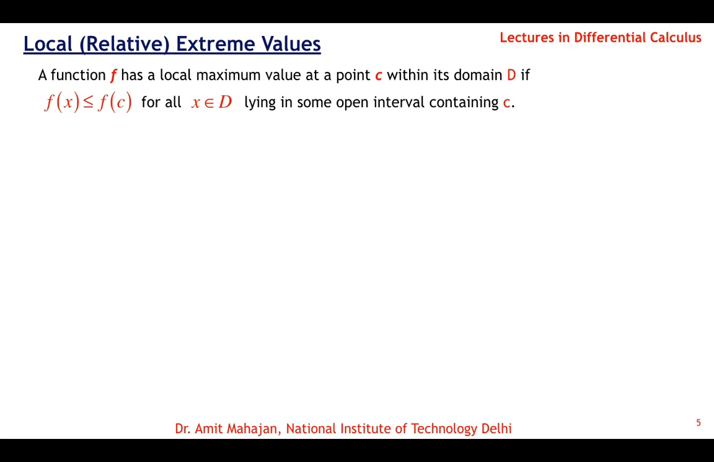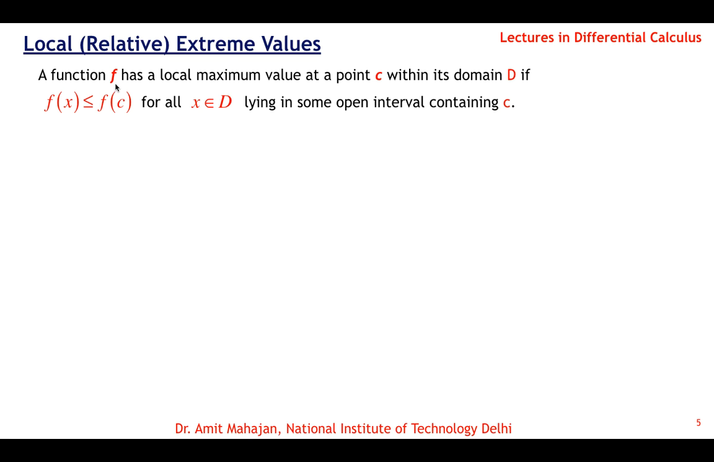Now we define the local or relative extreme values. We already said the absolute maximum is when the function value at that point is the largest for all x in the domain, or we have an absolute minimum if the function value at c is less than or equal to f(x) for all x in the domain. But we may have many local maxima or many local minima for a function. So let us define this first.